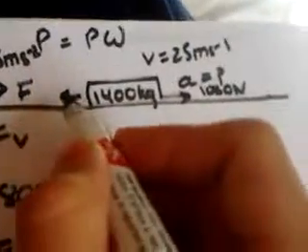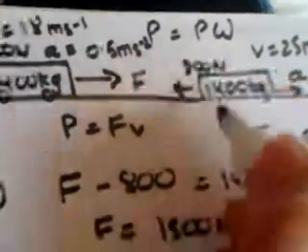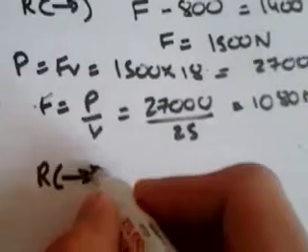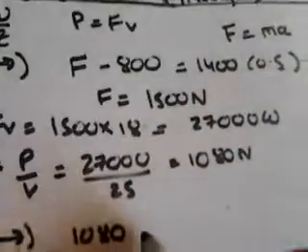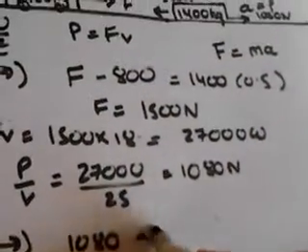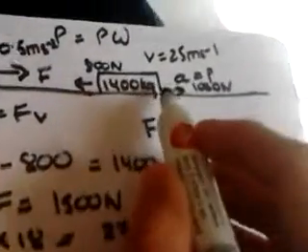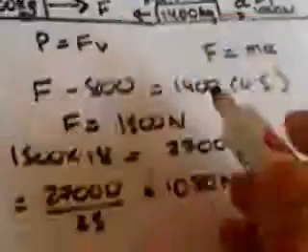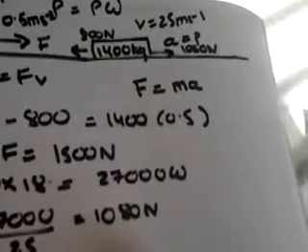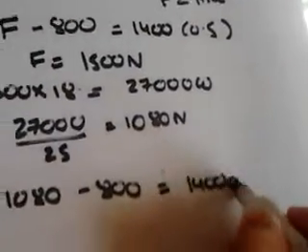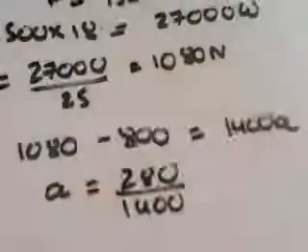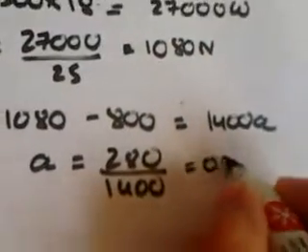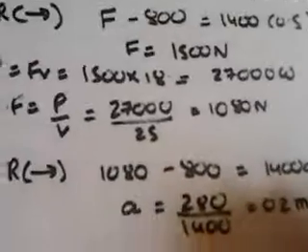Again, the resistance to the motion is always constant and equal to 800 newtons. So what's the net force? The net force is this force minus 800, because the car moves in the direction of the driving force, so the driving force is greater than the resistance. This is equal to ma. What's the mass? 1400 times a. So a is equal to 280 divided by 1400, that is 0.2 meters per second squared. So this is how we do this.